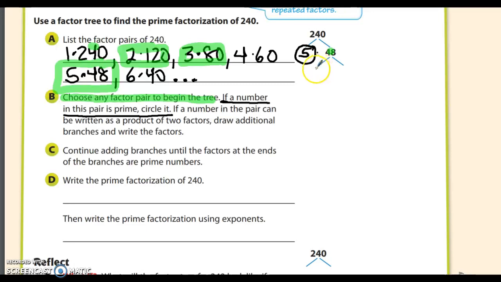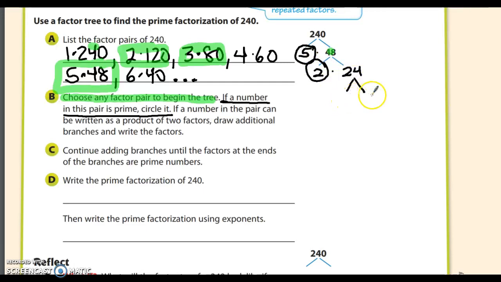Since 48 is an even number, my favorite way to do it is just to put 2 as one of the factors. Does 2 go into 48? Yes. How many times? 24. Now examine your numbers here. 2 times 24. 2 is prime. 24 is not. So you put some branches.